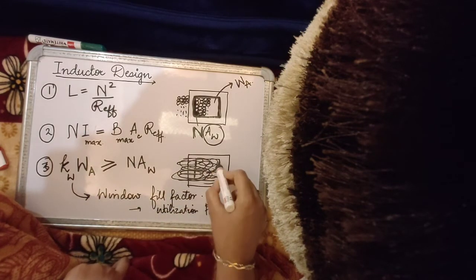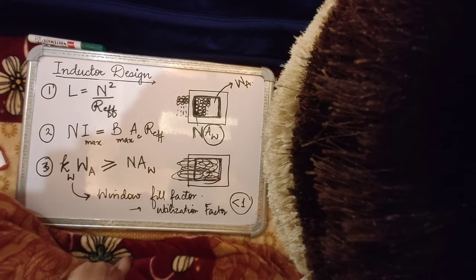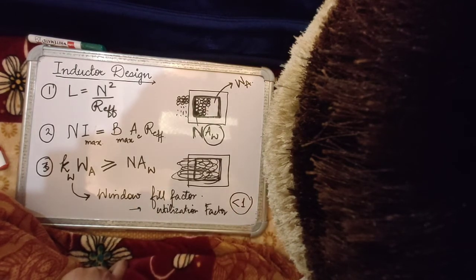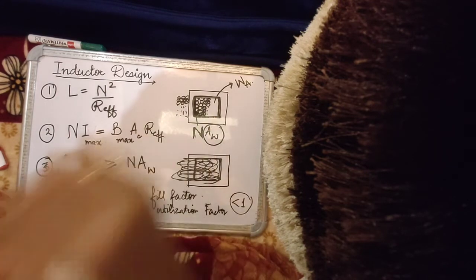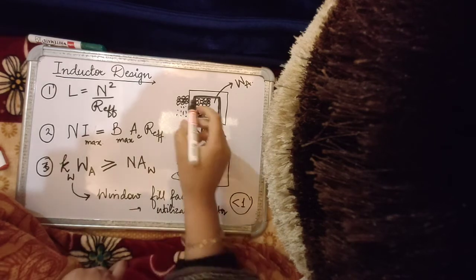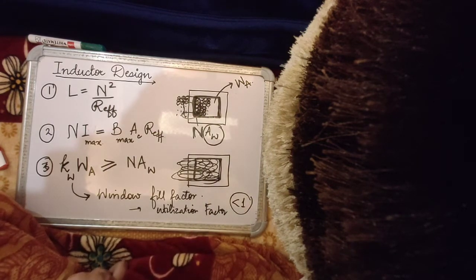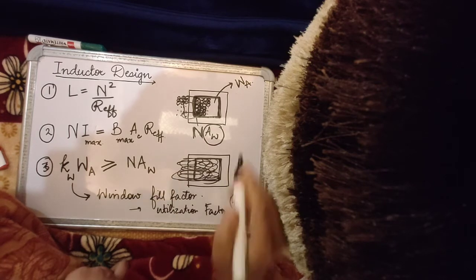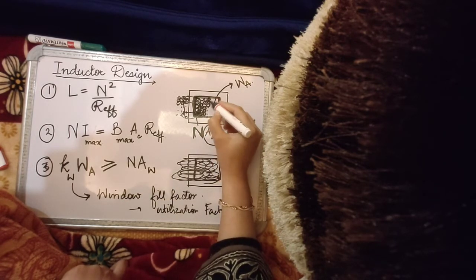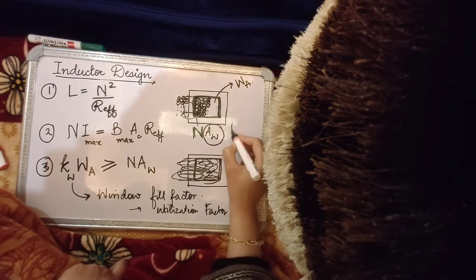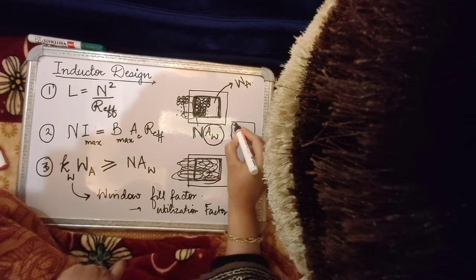Now, why is the entire window area not available for you to wind the conductor? Because there is some area occupied by the insulation of these windings, right? There is some area occupied by the bobbin, if you have a bobbin over here, right? There is some area that is occupied by the natural packing of these circular cross sections within a rectangular structure. If you have a rectangular structure, even if you pack circular cross sections as close as possible, you will always still have some space left, right?